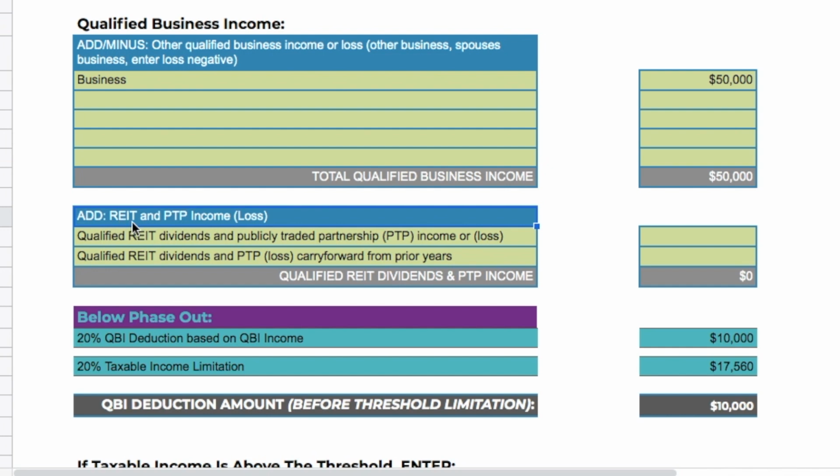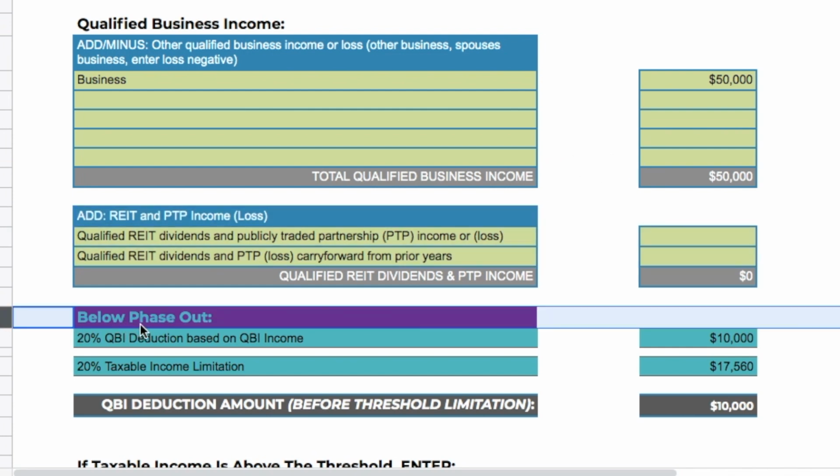If you have real estate investment trusts and publicly traded partnerships, these are primarily real estate investment vehicles, then you would get Schedule K-1s and need to account for that income and loss here as well. These amounts can increase the 20% deduction.